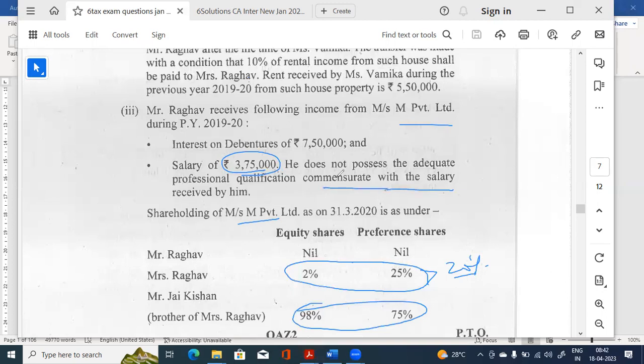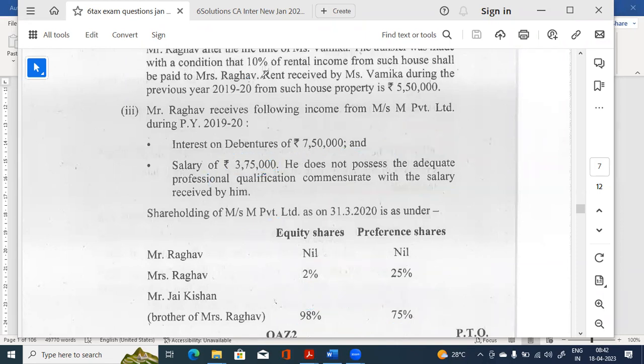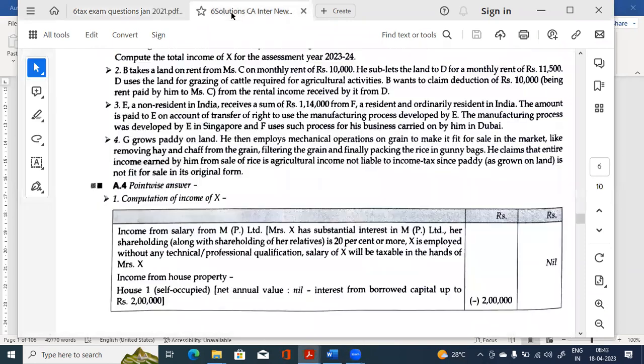Therefore, she is a person who is substantially interested, and when this happens, this amount will get clubbed into the hands of Mrs. Raghav, or whatever is the name given in the question. As a result, it will not be taxed in the hands of Raghav. That is why this is not taxed in the hands of Raghav.